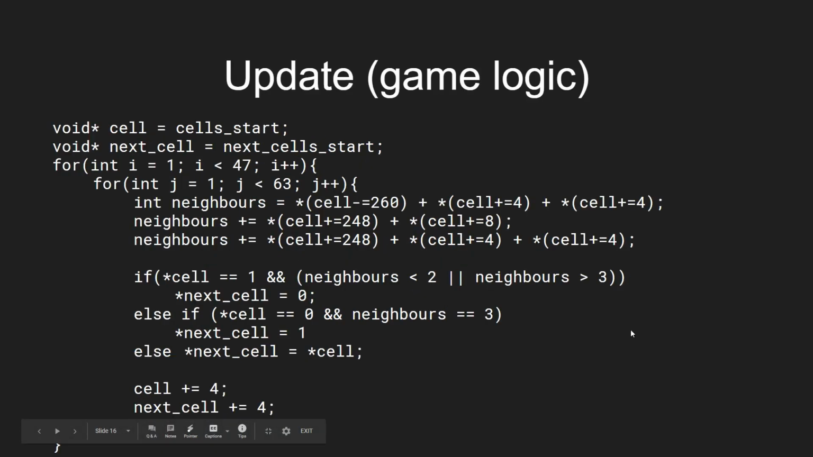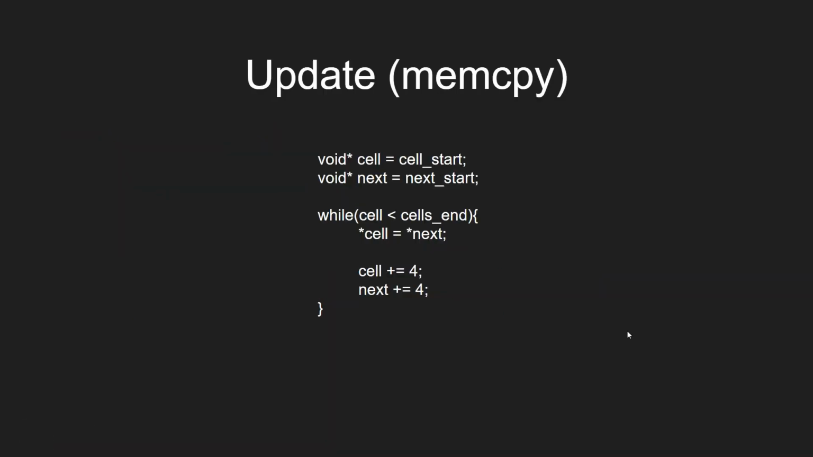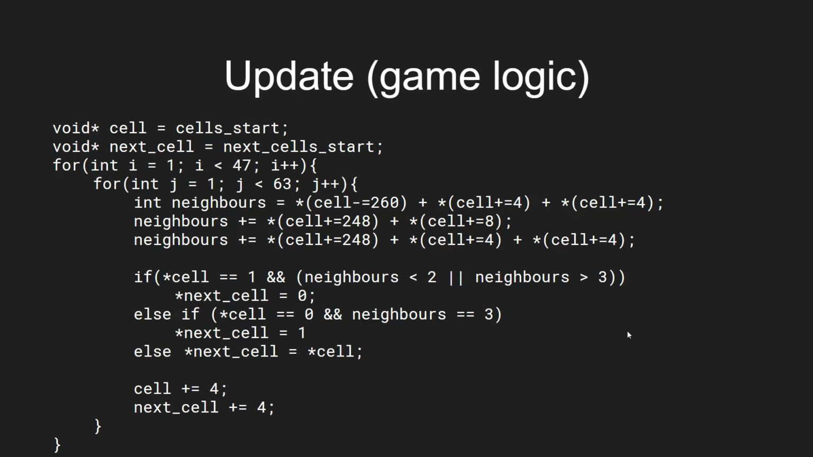In the update function, we have two parts: the first part is game logic and the second part is just a mem copy. In the game logic part, we will have a cell start and next cell start as array pointers, and then we will update the inner frame of the grid. So we will just look from 1 to 47 instead of 0 to 48, and so on for the rows and columns. And using the game logic in Conway's Game of Life, we will check all the neighbors.